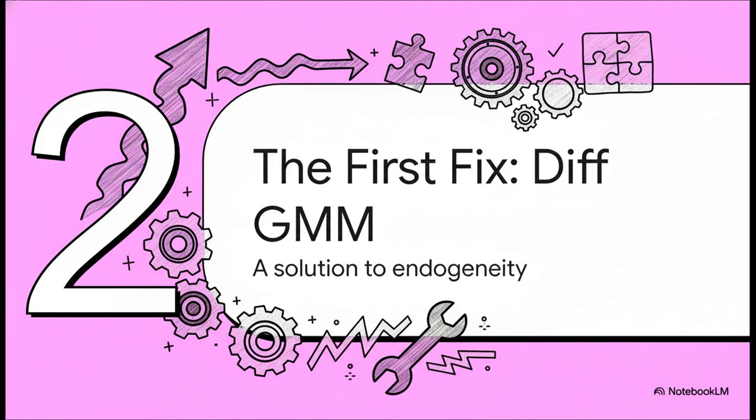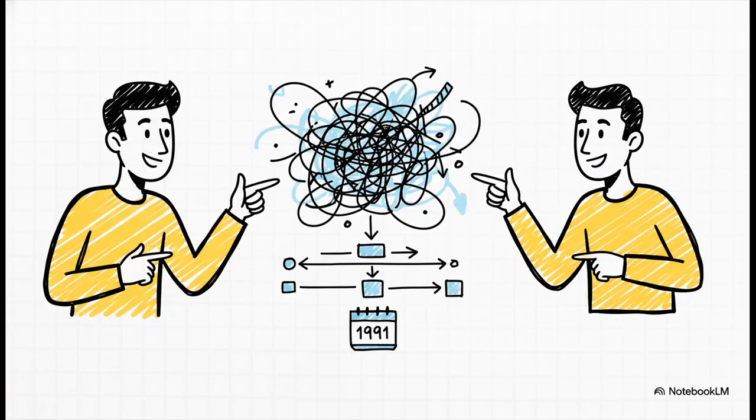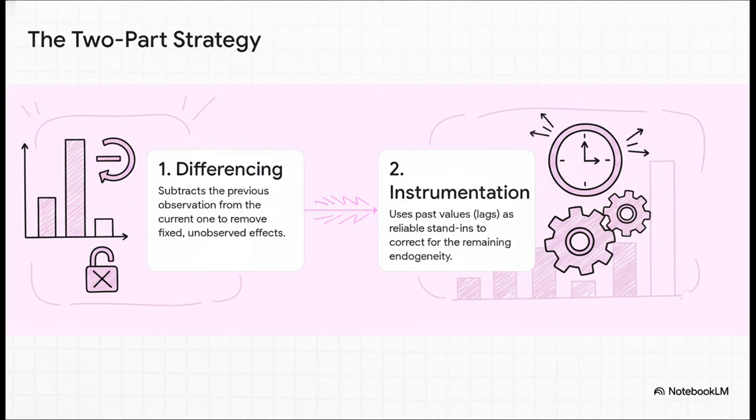Well, this is where our first hero of the story comes in, a technique that was specifically designed to fix this exact problem. Back in the early 90s, two economists, Manuel Arellano and Stephen Bond, came up with a really brilliant method called difference GMM to deal with this issue, especially in what's called panel data. And it's a really clever two-step approach.